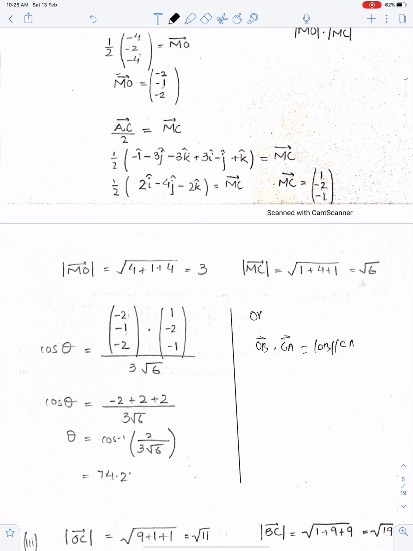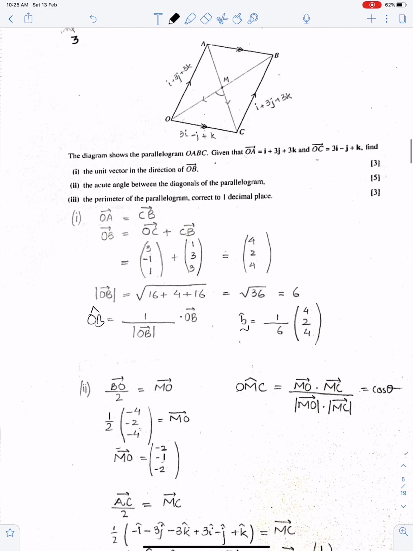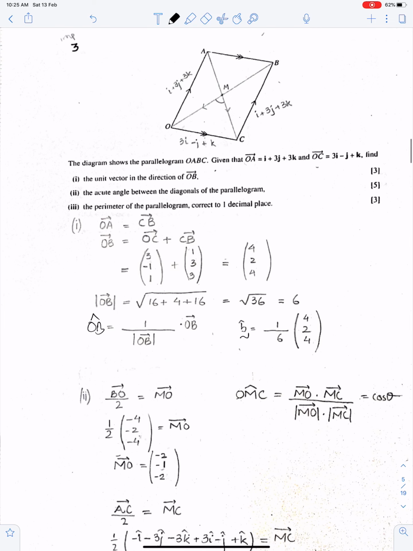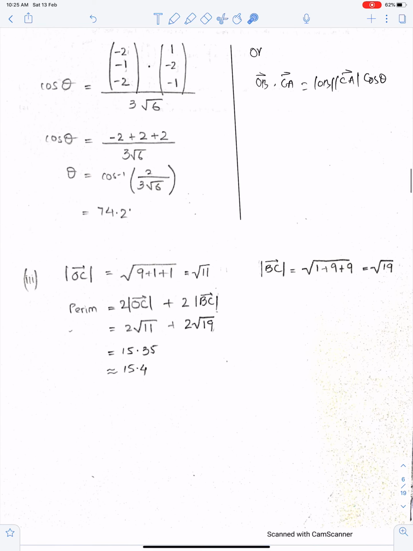Both the methods are fine. Now the last part of this question is find the perimeter of the parallelogram. This is so simple. Perimeter means sum of all the lengths. So get this length and this length, and then use perimeter formula. So she found OC and BC, and then she used this formula 2L plus B here, and this is the answer of the perimeter.